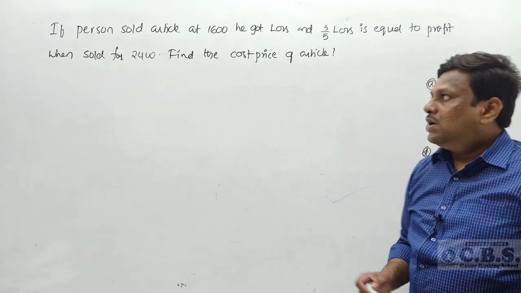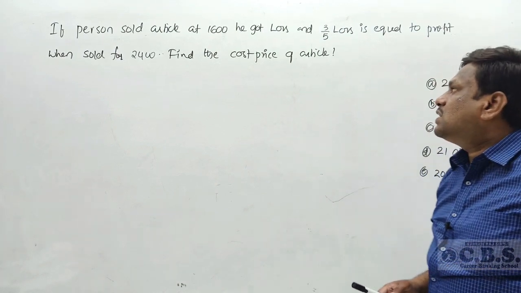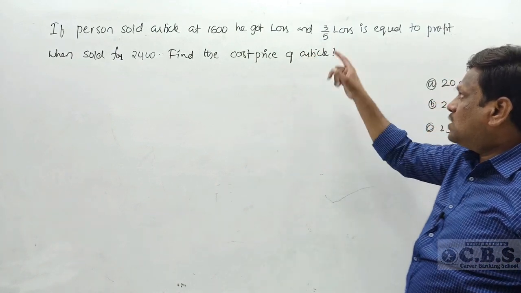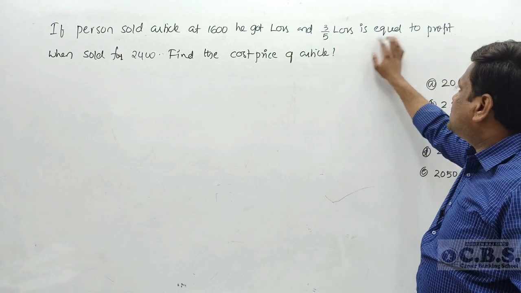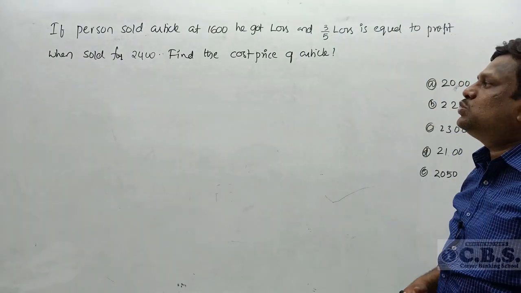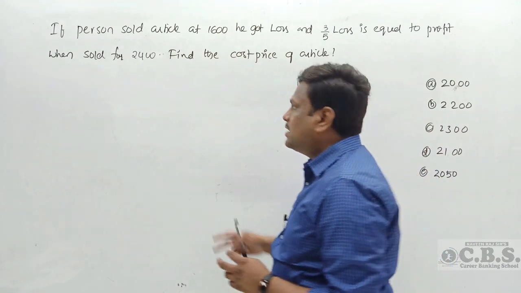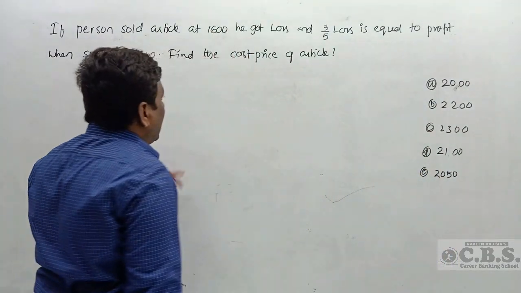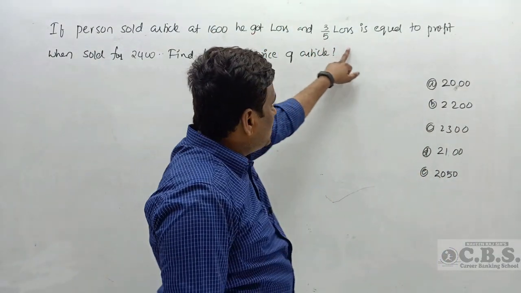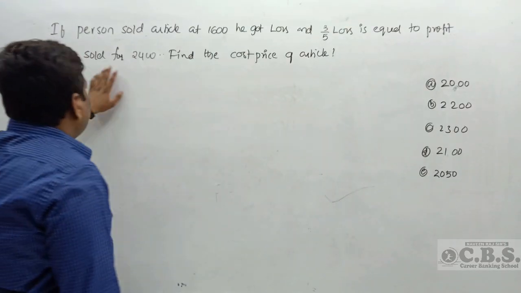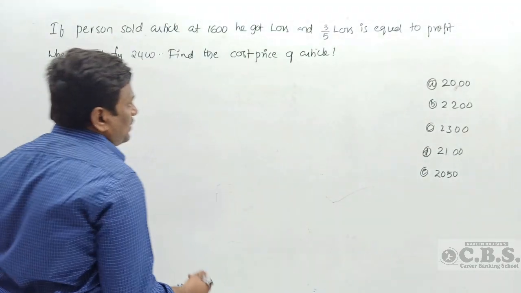modification of selling prices. If a person sold an article at 1600 rupees, he got a loss, and 3/5 of the loss is equal to the profit when it is sold for 2400. What is the cost price of the article?